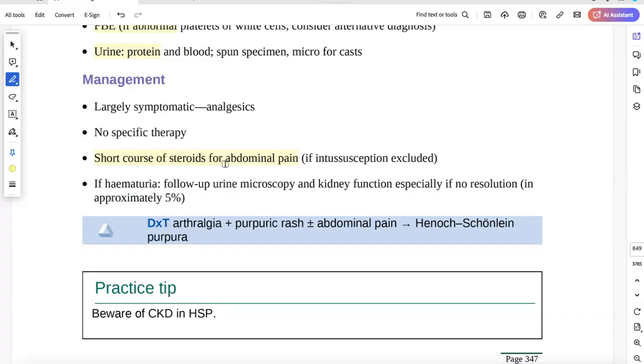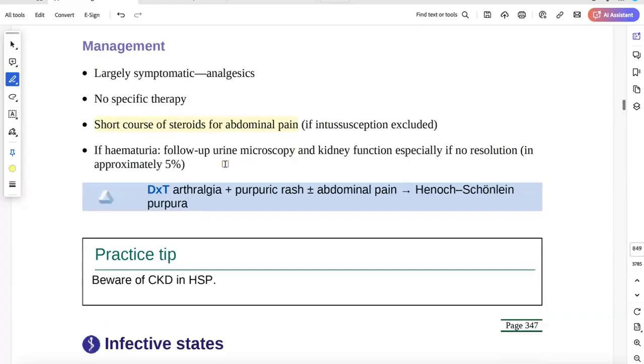So the patient usually gets better within months without any complication. But if the child has hematuria, you will need to follow up the patient with repeated urine microscopy, culture, and kidney function. All right. So that's HSP.